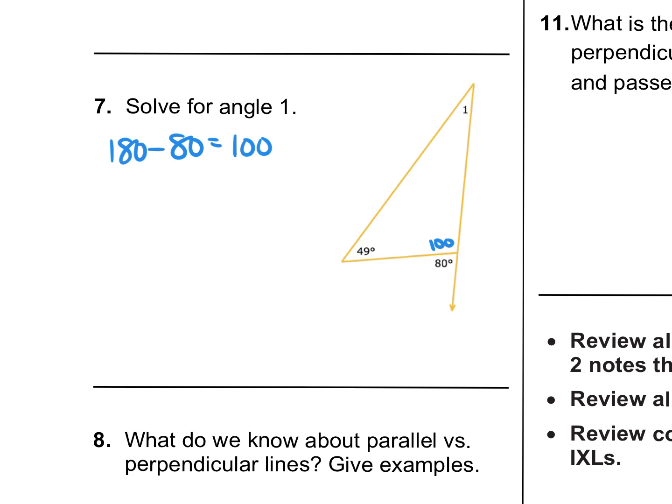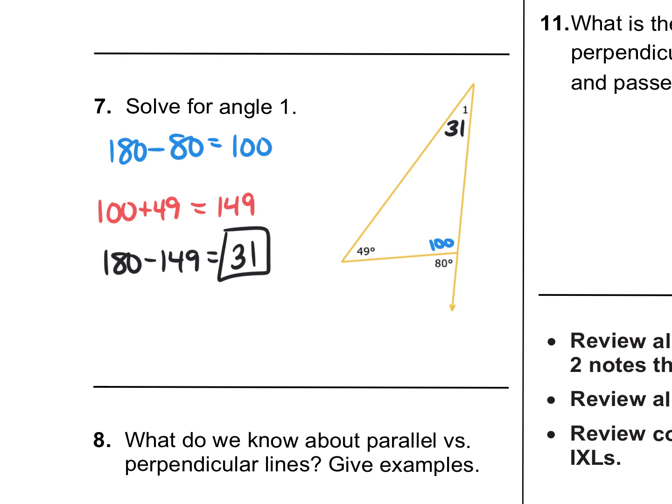100 plus 49. And then 180 minus that. Exactly. Because we know 2 of the angles, we can find what the third one is. So I'm going to take 100 plus 49, which is 149. With that, what do I do? 180 minus 149 is 31. So measure of angle 1 is 31 degrees.